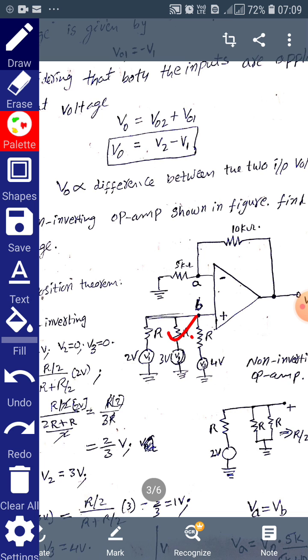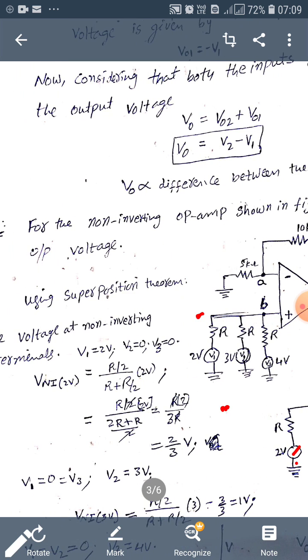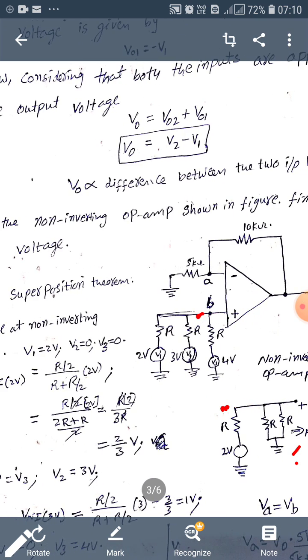So we have these two R's, and these two have the common ground, so R and R are taken in parallel, R into R by R plus R, so we get R by 2. And here we are calculating the voltage VB, the voltage at the non-inverting terminal. Here the voltage V1 is divided between the series R and R by 2. So we use the formula here. The voltage at node B, the non-inverting terminal, is only with respect to V1, as V2 and V3 are zeros. So we use the voltage divider rule between two series resistances. We are calculating the voltage across R by 2, that is the parallel combination of R and R.